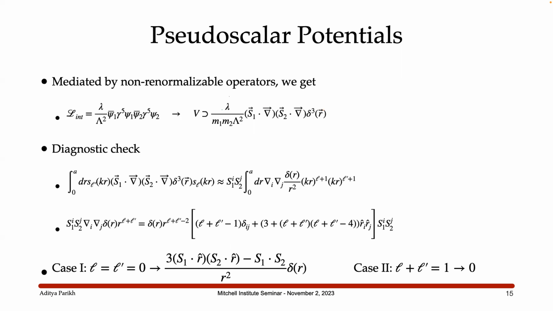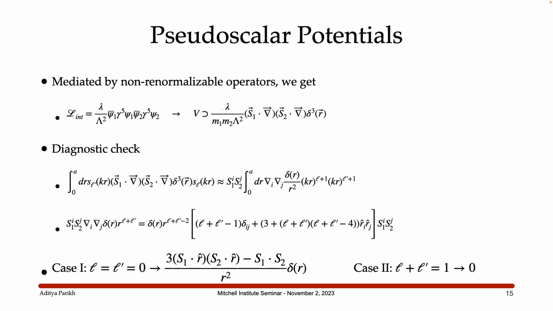Next, I'll do the non-renormalizable version of it. If you compute the potential, it comes out to spin matrices dotted into derivatives acting on a delta function. So it's a contact term. You run your diagnostic again, and if you do everything carefully, you essentially end up getting this gigantic mess down here in the second bullet point.